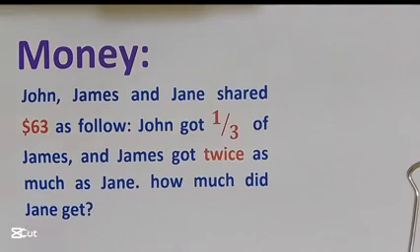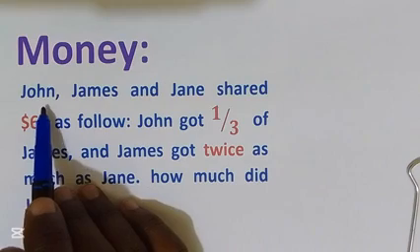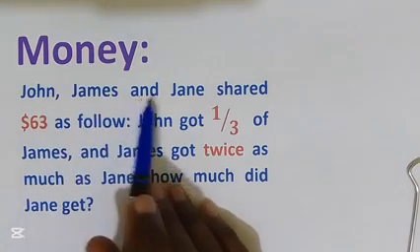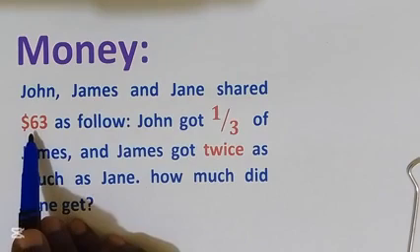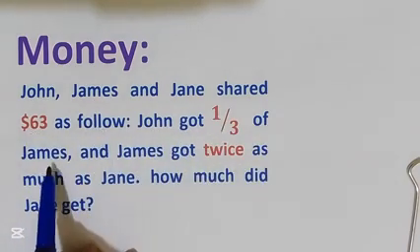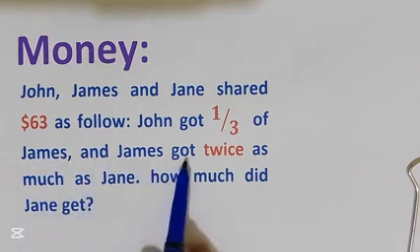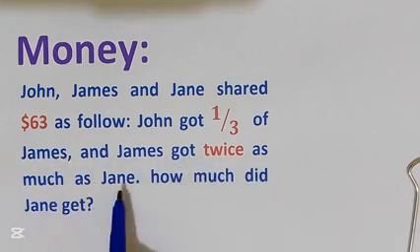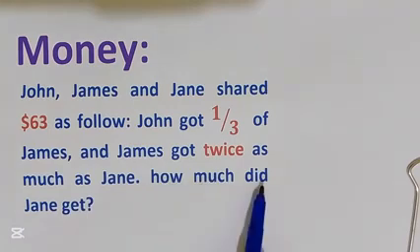Let us do this money word problem step by step. The question says, Johnny, James, and Jenny shared $63 as follows. Johnny got a third of James, and James got twice as much as Jenny. How much did Jenny get?